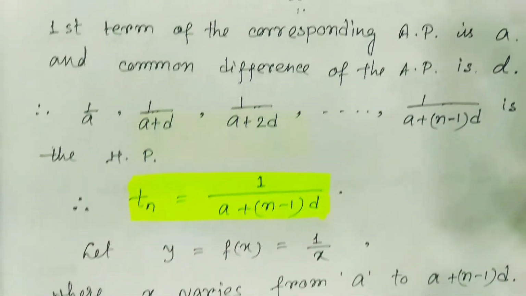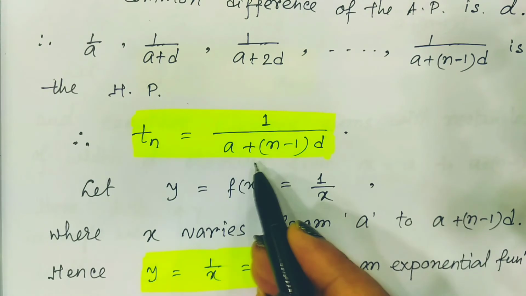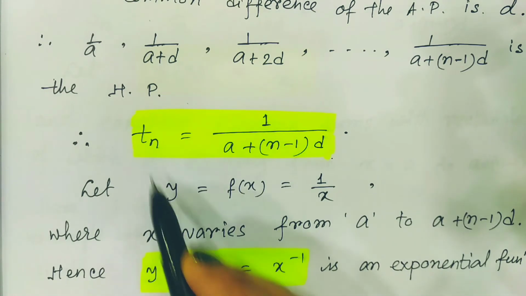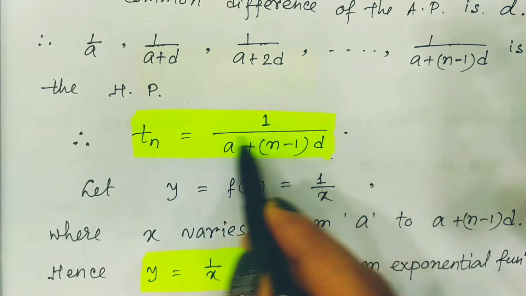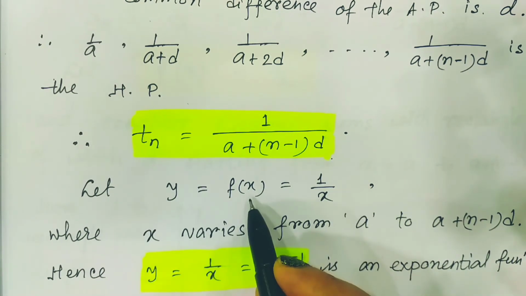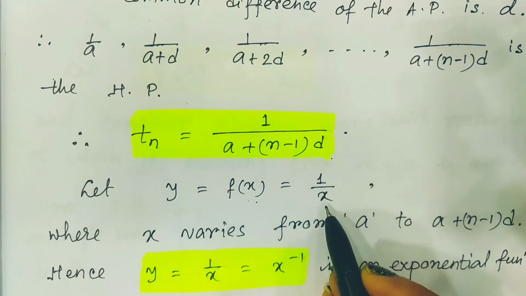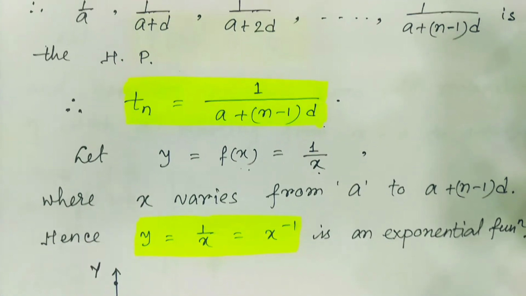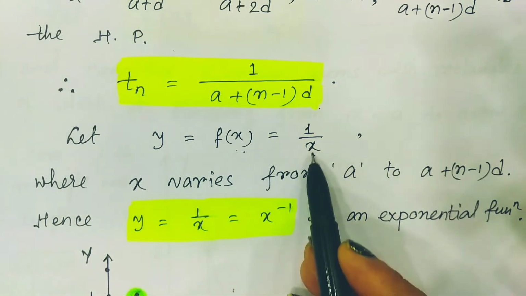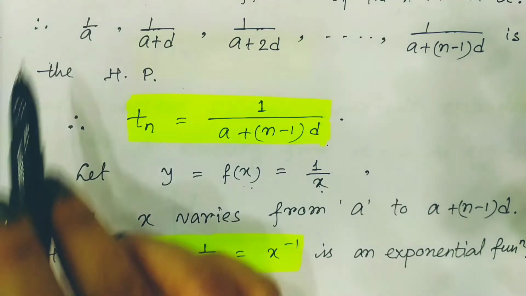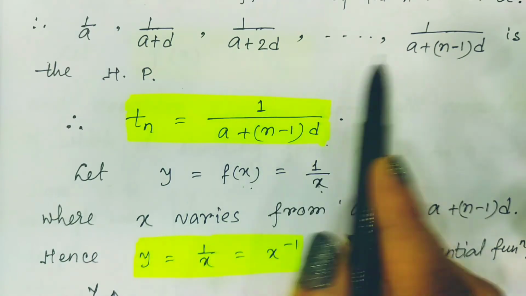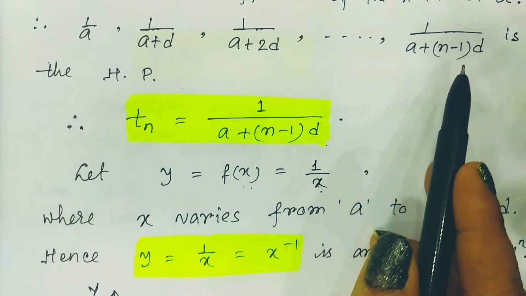So in this HP sequence, the Tn is what? This Tn is 1 upon A plus n minus 1 into D, that we know from our previous lecture. Now if we replace Tn by Y, and this entire expression we say is our X, then we can say Y is a function of X, that is f(x) is equal to 1 by X, where this X varies from A to A plus n minus 1 into D. Initially the value of X is A, after that the value of X is A plus D, then the value of X is A plus 2D. In this way, finally the value of X is A plus n minus 1 into D.